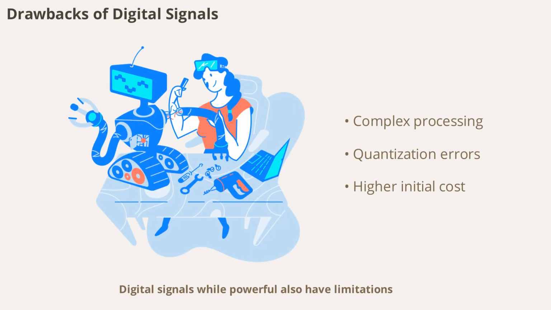Digital signals, while powerful, also have limitations. They require complex processing and conversion equipment, and quantization errors can occur during analog-to-digital conversion. Additionally, digital systems can be more expensive to implement, especially in areas with limited infrastructure.